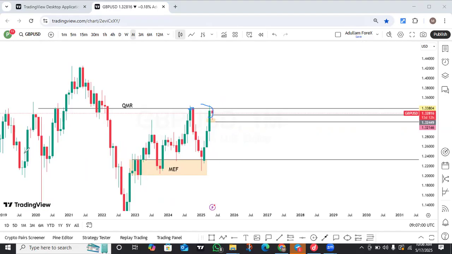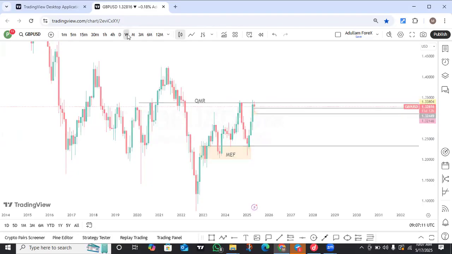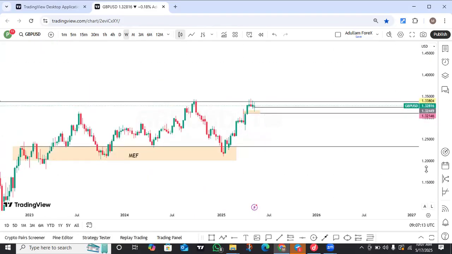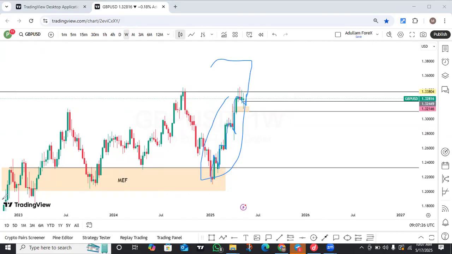Let's go to the weekly to see things clearly. On the weekly time frame, you see that there's internal structure here: higher high, higher low, higher high, higher low, like that. Price has been moving within this internal structure on the weekly time frame. Price has been pushing bullish for the past 3 or 4 months or thereabout. So now price is currently sitting at this danger zone.